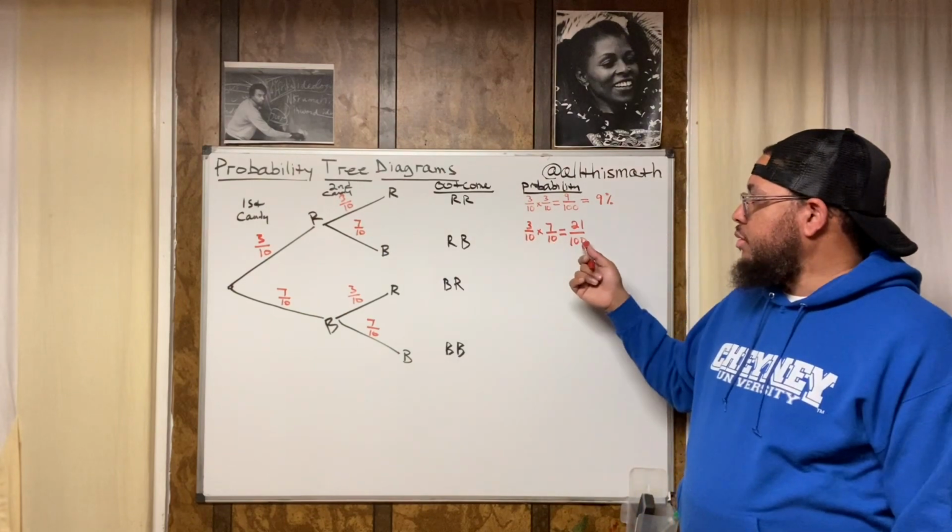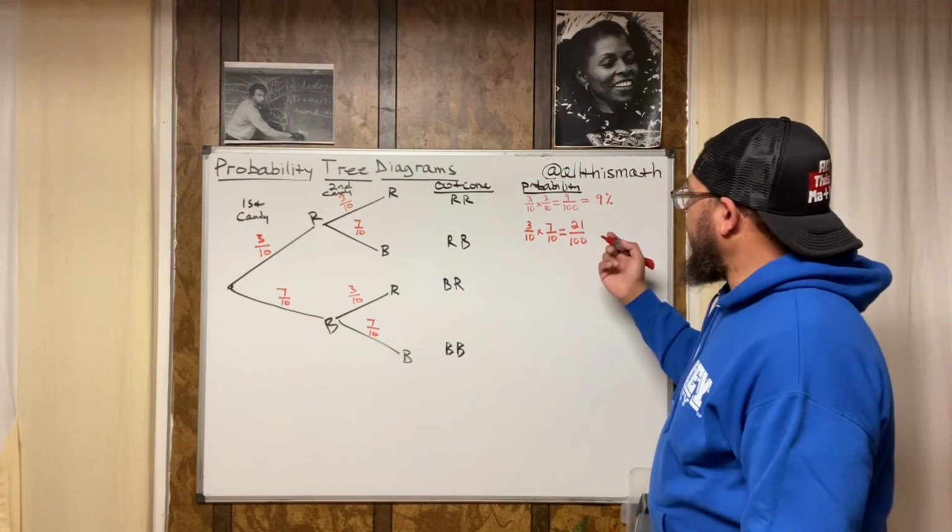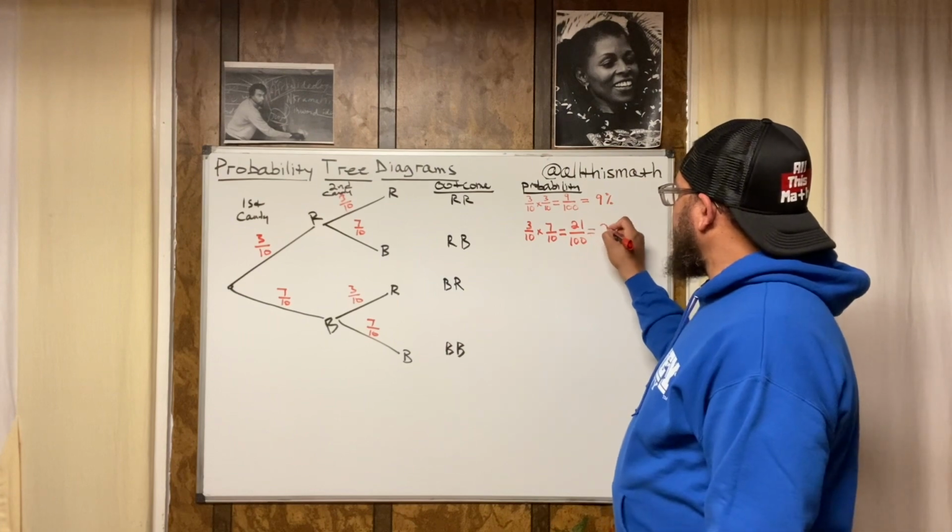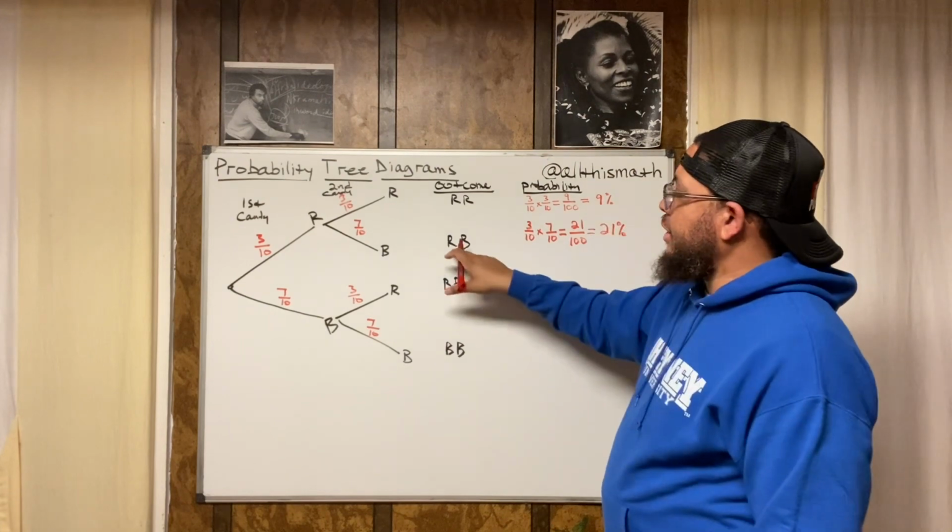We do 10 times 10 to get 100. So this is 21 hundredths. This is the same thing as saying 21%. So there's a 21% chance that this could happen.